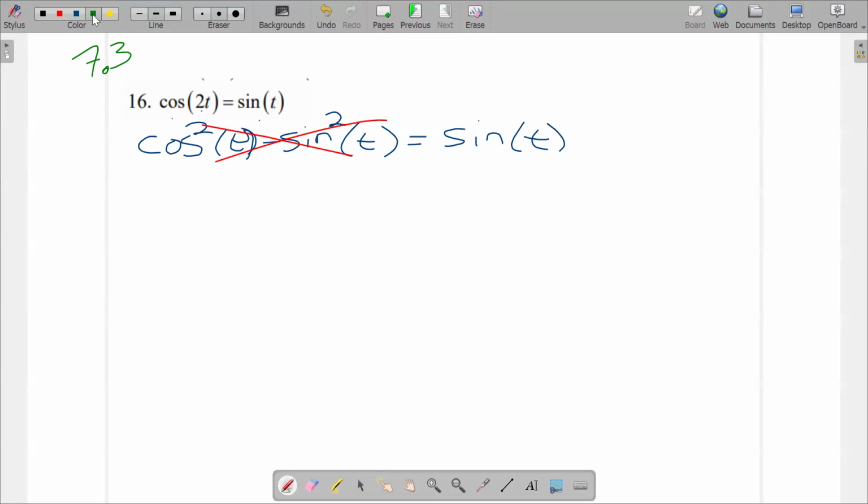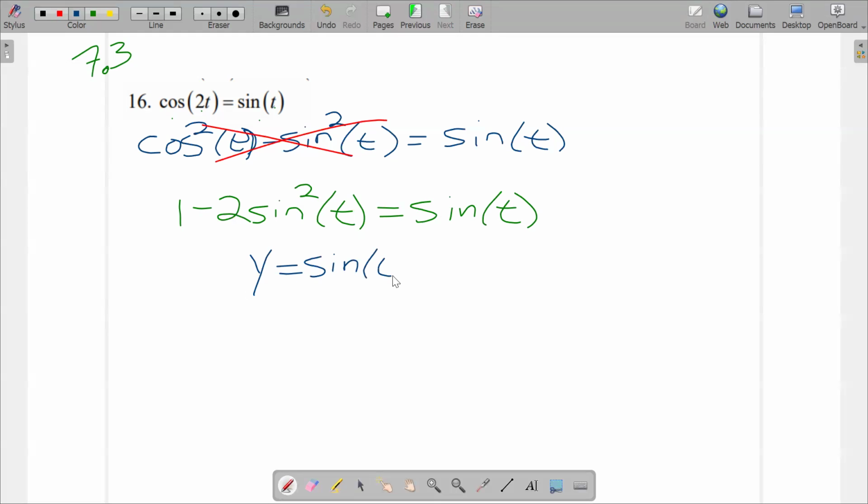So other option, 1 minus twice the sine squared of t. This way I have it just with sines, and I should be able to do something with this. A trick we used the other day is if there's squares and just one trig function, like a sine or a cosine, then we can do a little substitution. Let's let y equal the sine of t. Then I can rewrite my equation as 1 minus 2y squared equals y.